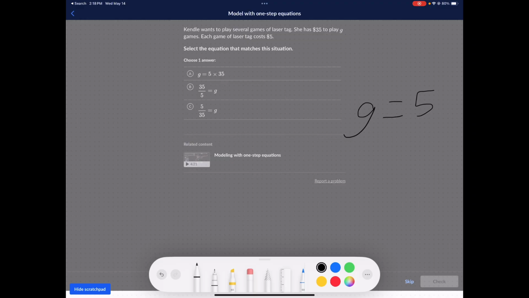But anyways, so G is equal to 5 here. And then we have 35 here. So, we have G games. Each game of laser tag costs $5. So, we have 5 right here.